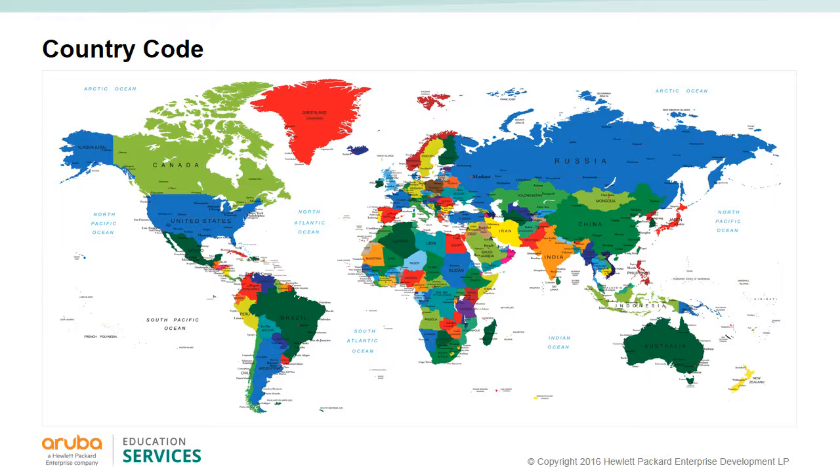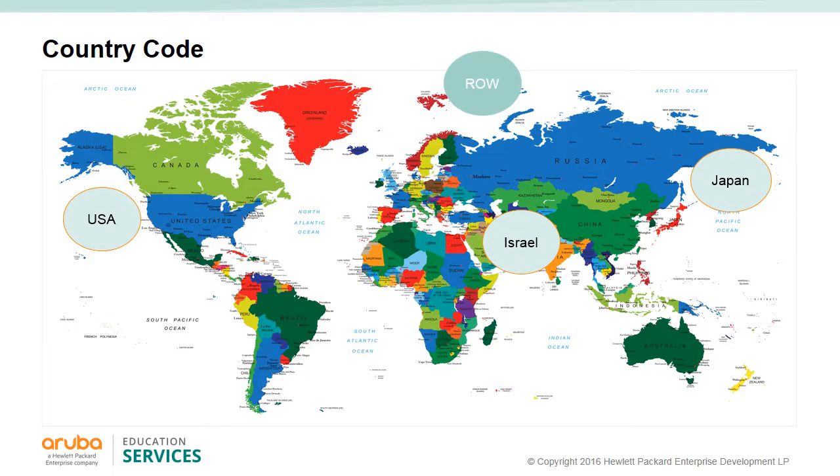Aruba Instant Access Points are shipped in 4 variants: IPs destined for the US, IPs destined for Japan, IPs for Israel, and IPs for the rest of the world. Any IP shipped to a US, Japanese, or Israeli address is preset to their country codes and cannot be changed. This is done to comply with the country's laws. The rest of the world IPs are not preset and therefore must be configured.